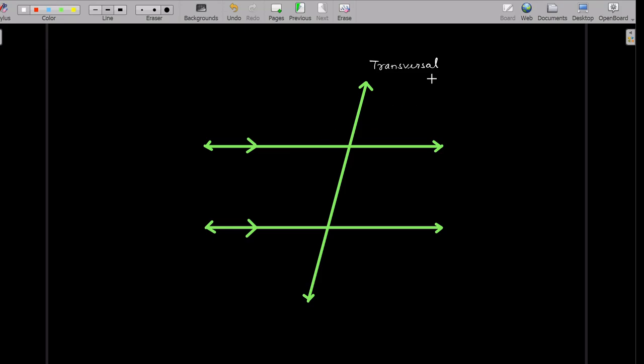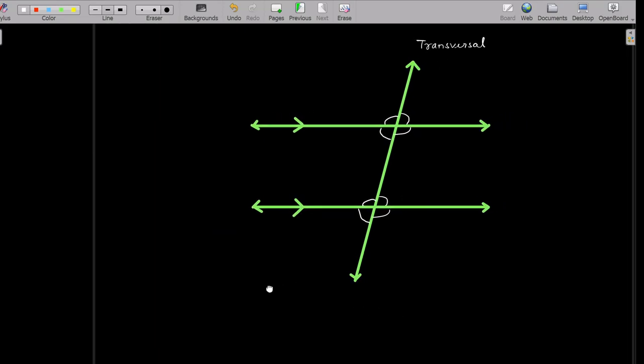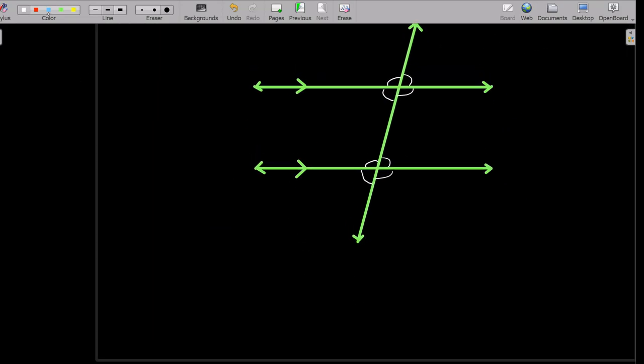Now what happens when a transversal cuts two lines? You see there are 8 different angles which are forming, right? 1, 2, 3, 4, 5, 6, 7 and 8. Okay, now first, so again here there will be a lot of pairs. The first pair that we have to do is a pair of corresponding angles.